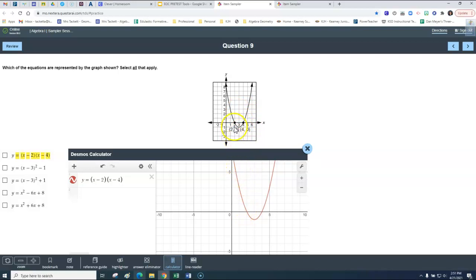I noticed that it's at 2, 0. I noticed that the vertex is at 3, -1. So this vertex is at 3, -1. And then the other solution to it is actually at 4, 0. And then I'm just going to check a couple of other things. Like 5, 3 is actually another point that it goes through. So perfect. This one is actually one of them.